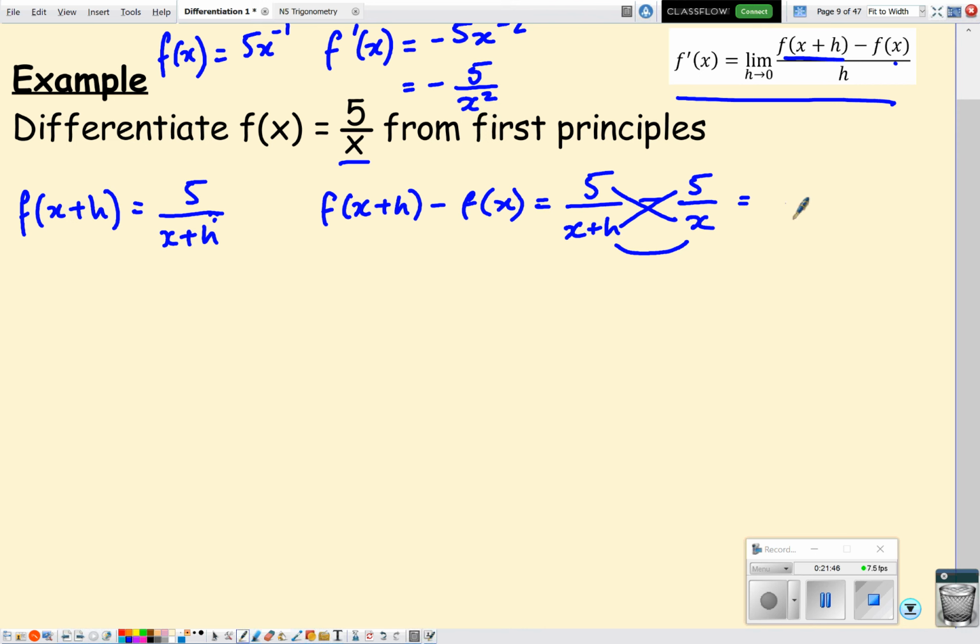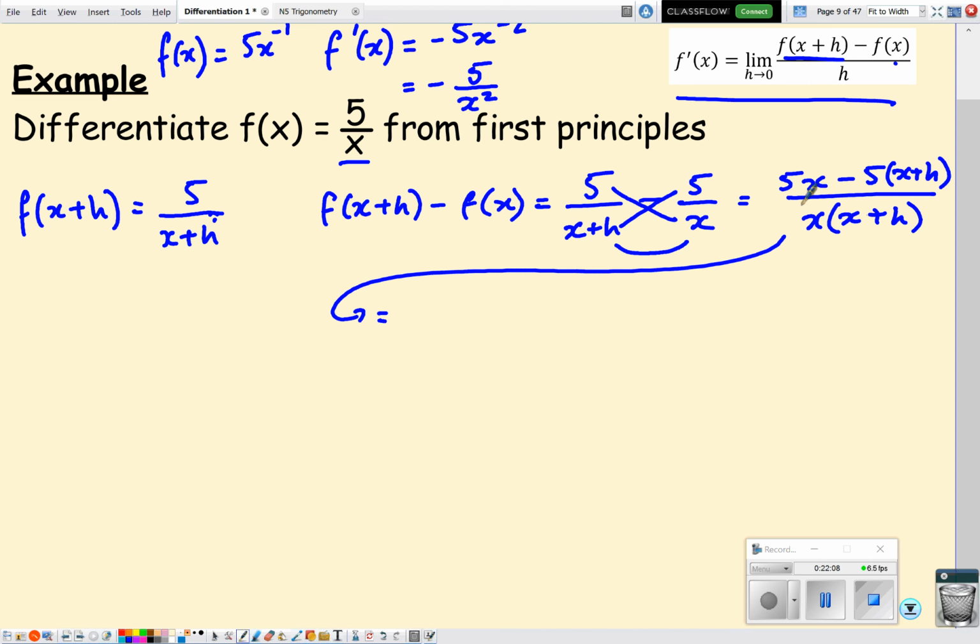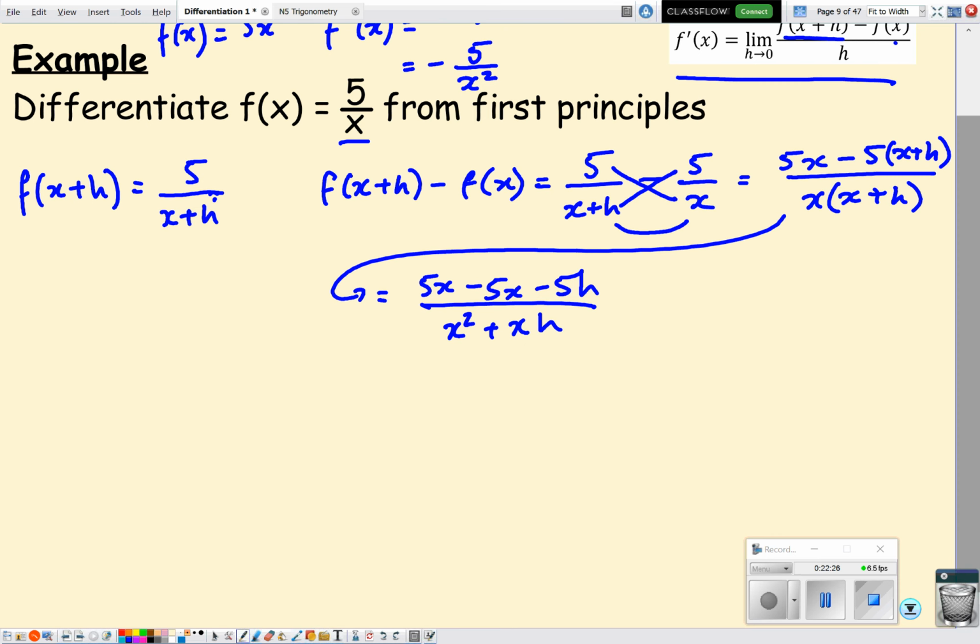Right, so what would we get? Well, we would get 5x, take away 5 lots of x plus h, all over x plus h. Right, perfect. Now, let's combine that and see what we can get. So the numerator becomes 5x, take away 5x, take away 5h, all over x squared, add xh. Yeah, I might need to refactorize that later on. I'll need to see how we go on. Okay. 5x take away 5x is nothing, so now we've got negative, there's that negative sign we would have been looking for, negative 5h over x squared add xh. Happy days.